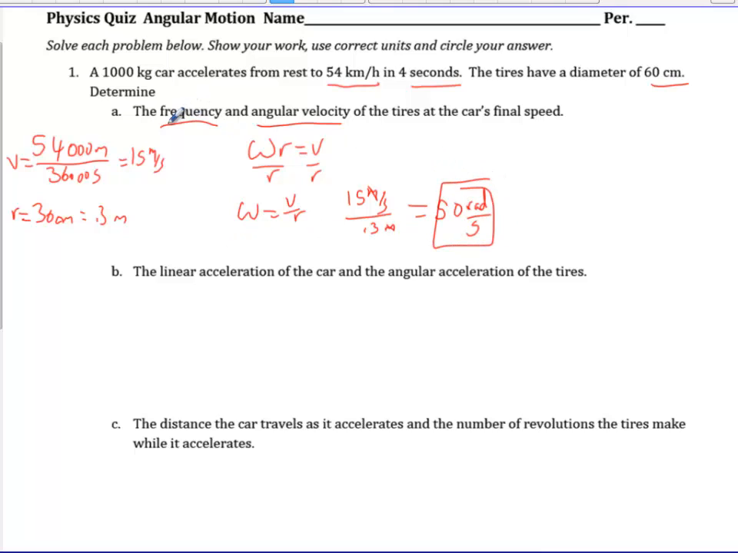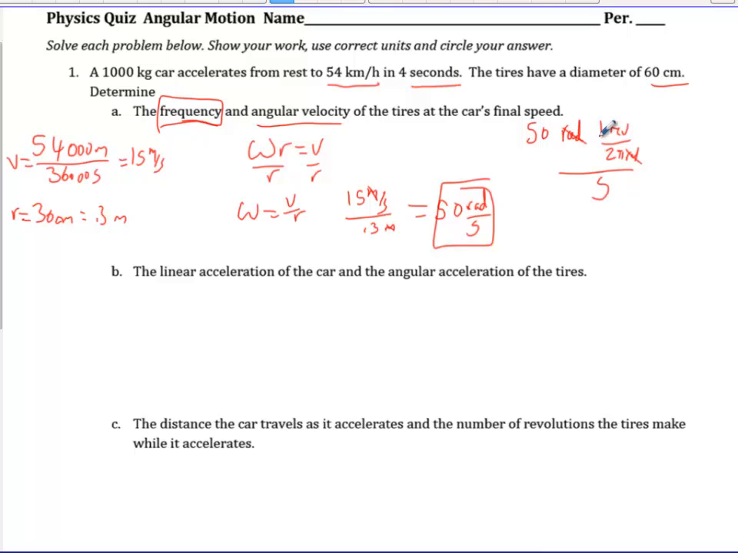Now this is a little bit different. Frequency, remember, is revolutions per second. 50 radians is how many revolutions? Well, how many revolutions are there, or how many radians are in one revolution? I want to change this to revolutions. One revolution is 2 pi radians. So this radian will cancel that radian. I'm left with revolutions per second.